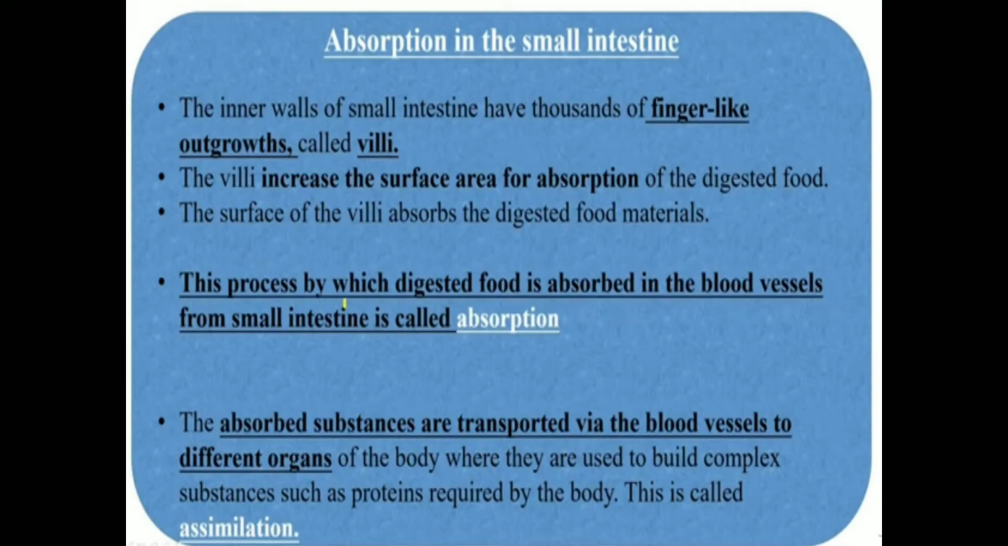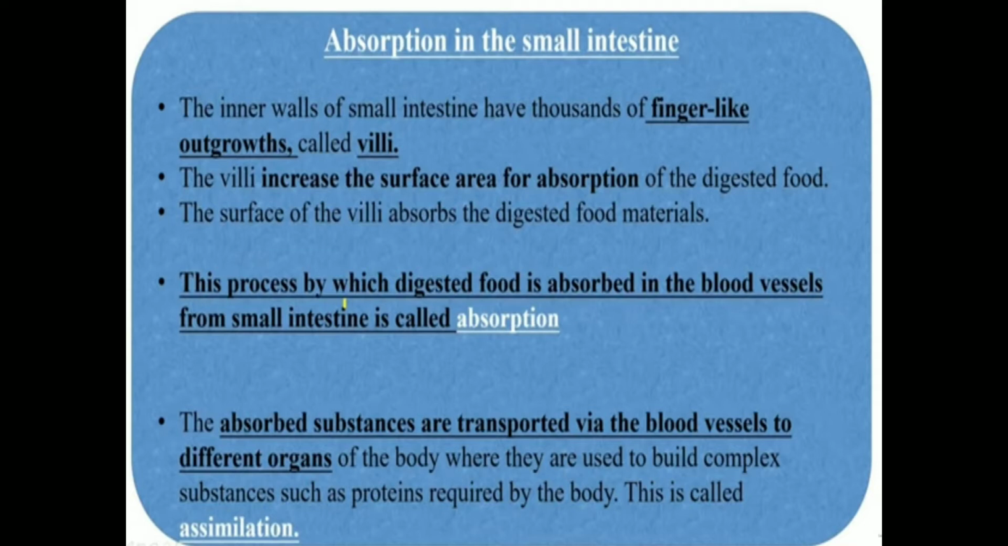Now we will talk about absorption in the small intestine. Okay, now we know that food is completely digested in our small intestine, right? Now we will talk about absorption of food. The process by which digested food is absorbed into the blood vessels from the small intestine is called absorption. We will see how it happens.